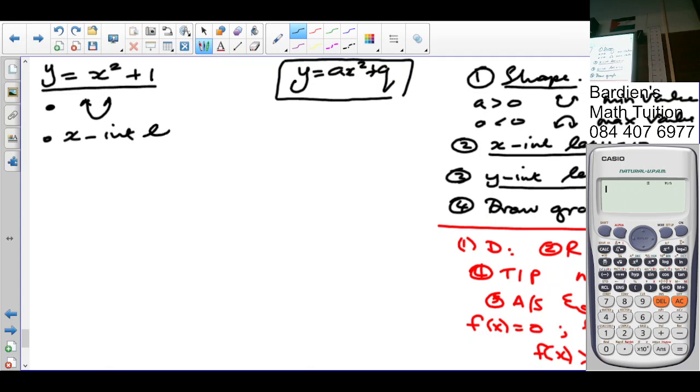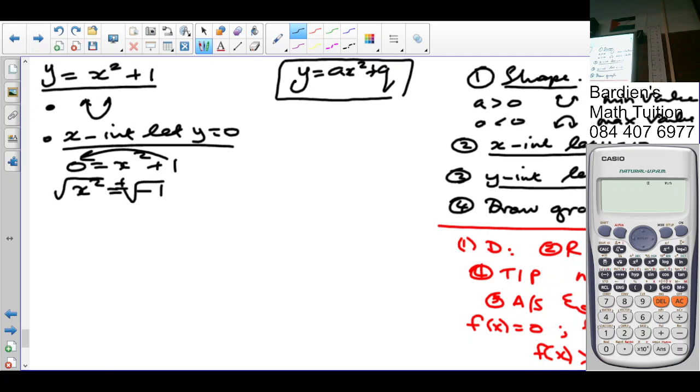What do you do for the x-intercept? Let y equal to 0. So 0 is equal to x squared plus 1. But if you look at this, you're going to tell yourself, hang on, this can't be factorized. So take the 1 over the equal sign: x squared is equal to minus 1. Then what do we do? Introduce the square root, plus or minus. But put that in the calculator, what do you get? It's an error. So if there's an error, that means no solution, which means the graph won't cut the x-axis. Does it make sense? So no x-intercept.